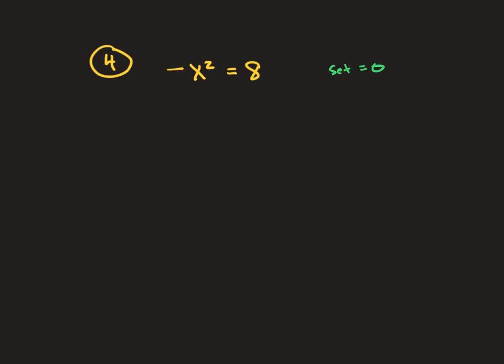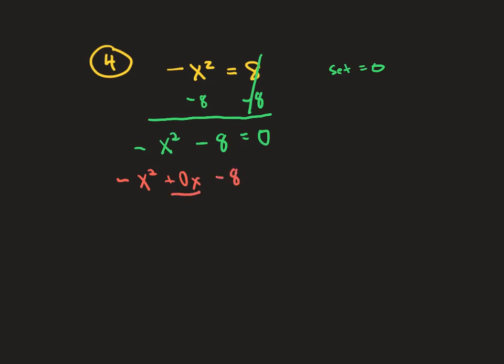Number 4, I'm just going to get this one started. And there's just one little wrinkle at the beginning here. Not really anything tricky at all. But you want to set it equal to 0, so we're subtracting 8. So now we've got negative x squared minus 8 equals 0. And you'll notice here that we don't have an x term. We've got x squared and we've got a constant. So essentially you could write this as negative x squared and then plus 0x. So that's the thing I'm filling in there, equal to 0.